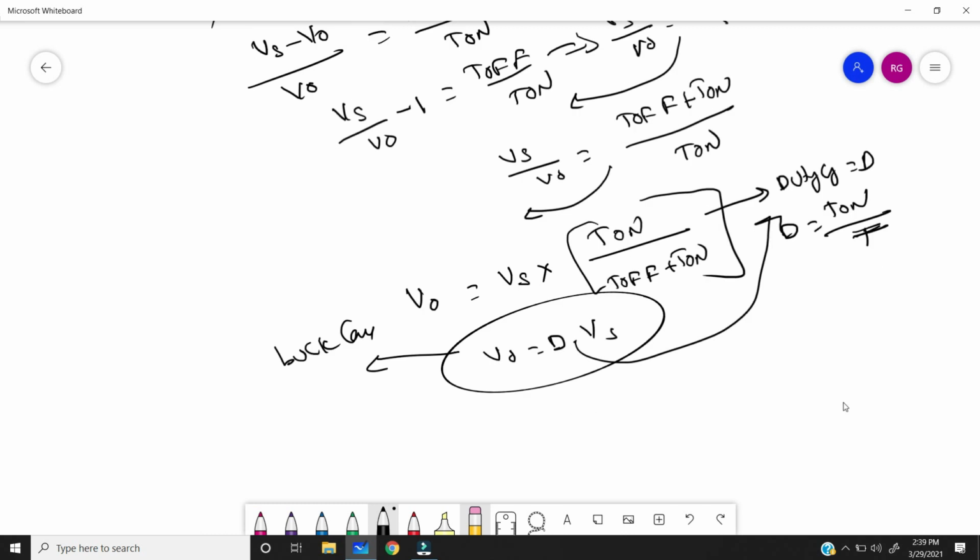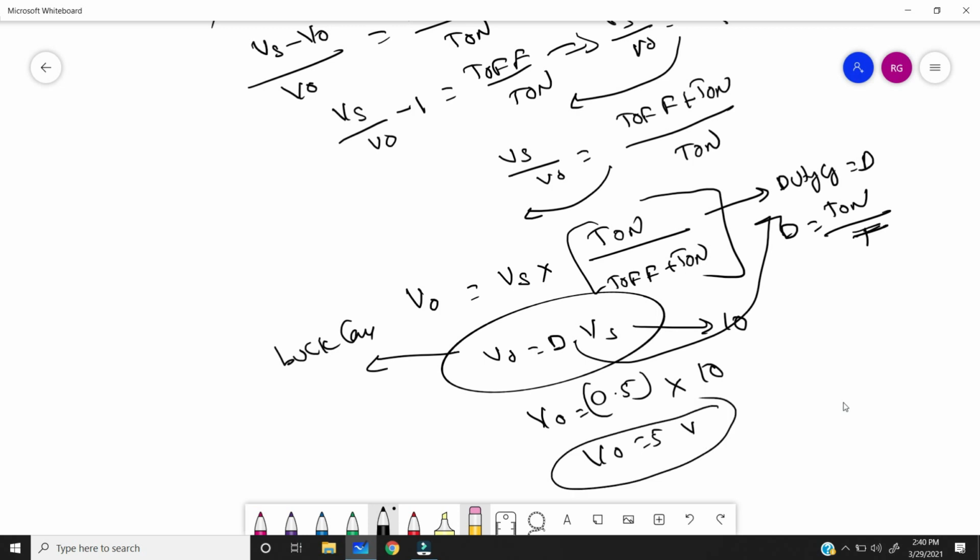For example, I am giving the input as 10 volts. I am taking the switch duty cycle as 0.5. What will happen? V0 is equal to 0.5 duty cycle into the input voltage, 10 volts. So what will we get? V0 is equal to 5 volts, right? This is how we are decreasing the voltage from 10 volts to 5 volts. That is the buck operation.